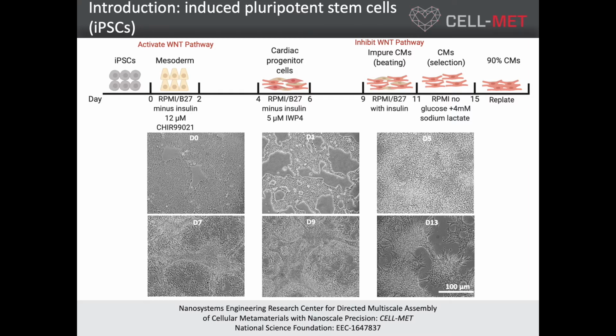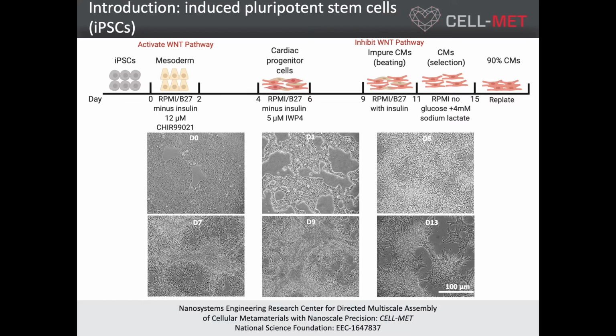You can also use other factors to differentiate these induced pluripotent stem cells into specific cell types. In this case, on the left, we have induced pluripotent stem cells on day 0. We let them become confluent and then add a molecule to activate the Wnt pathway. This allows the cells to become mesoderm. You can see this in day 1. Then we inhibit the Wnt pathway a few days later to direct the cells to become cardiac, shown in day 5.